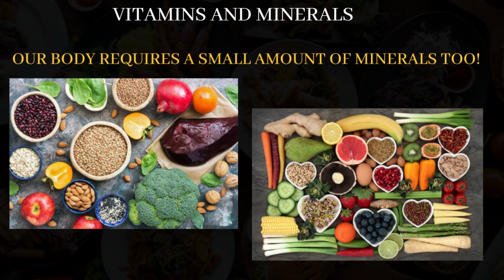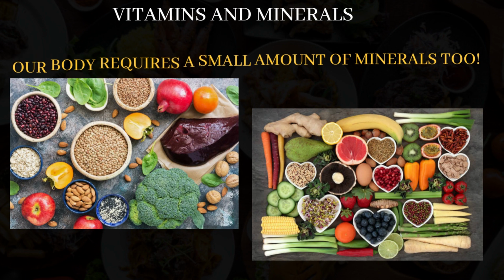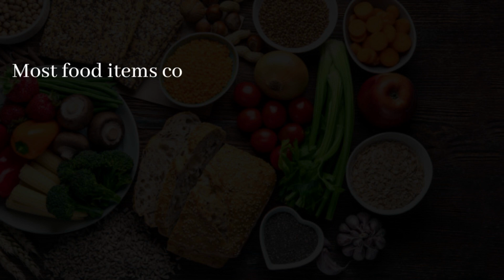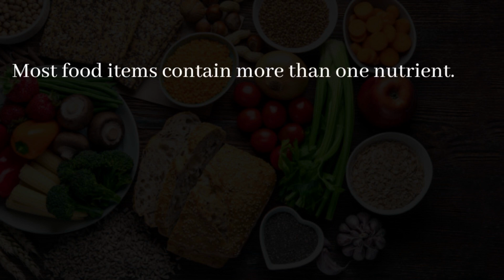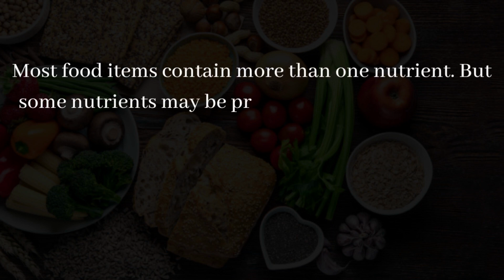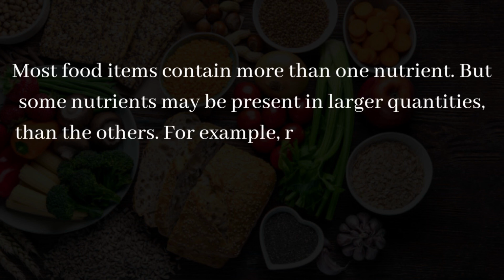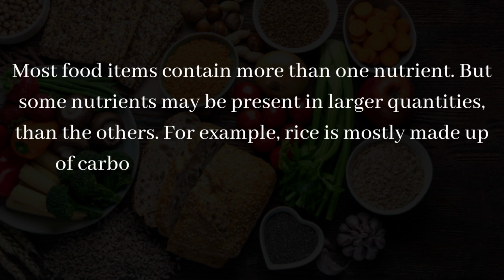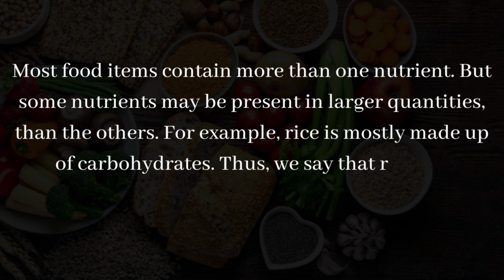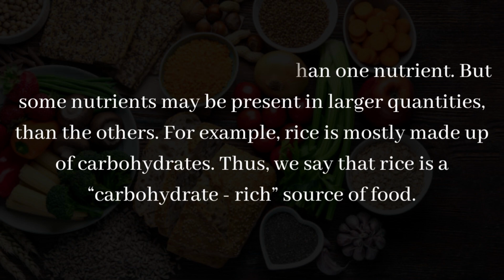Our body requires minerals in small quantity. Each one is essential for the proper growth and development of our body and to maintain good health. Most food items contain more than one nutrient, but some nutrients may be present in larger quantities than the others. For example, rice is mostly made up of carbohydrates. Thus, we say that rice is a carbohydrate-rich source of food.